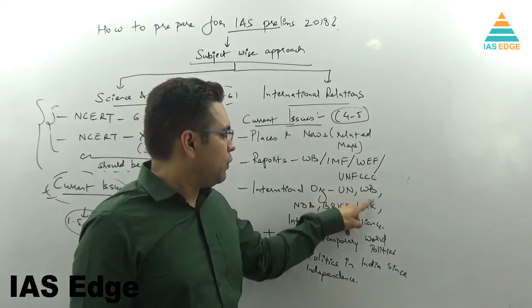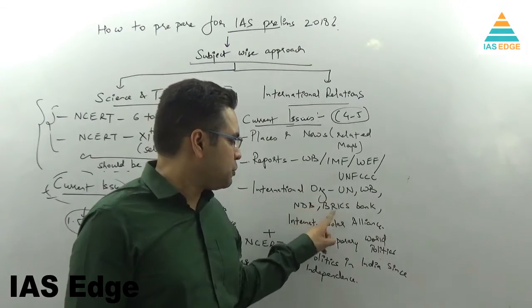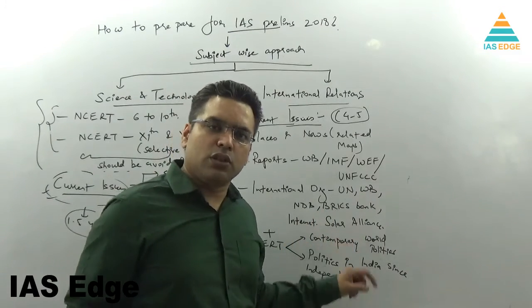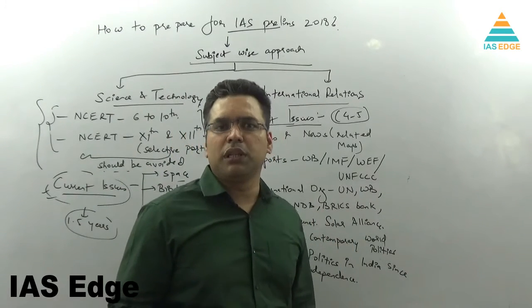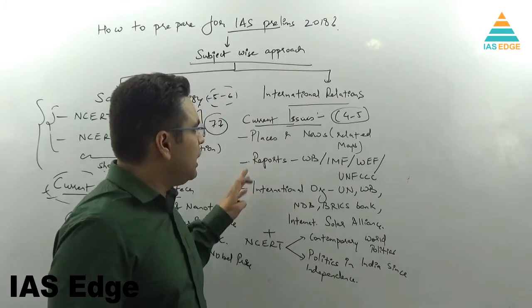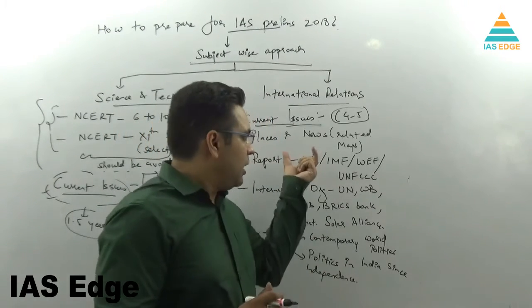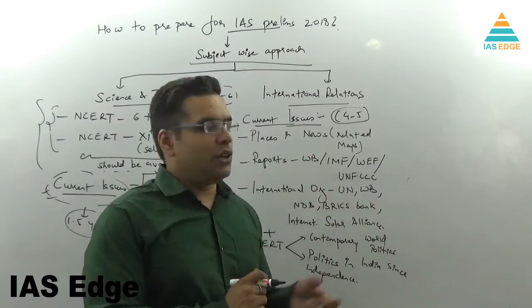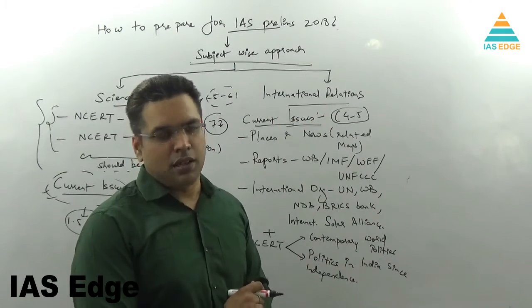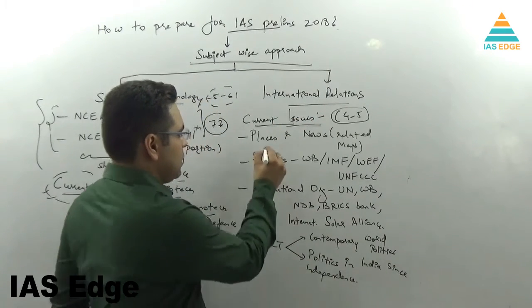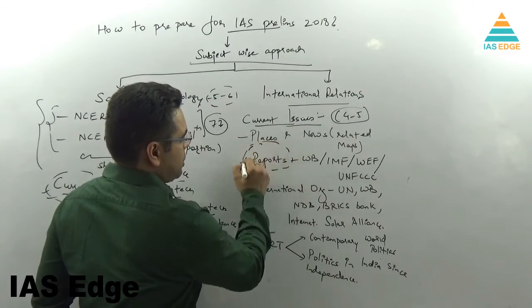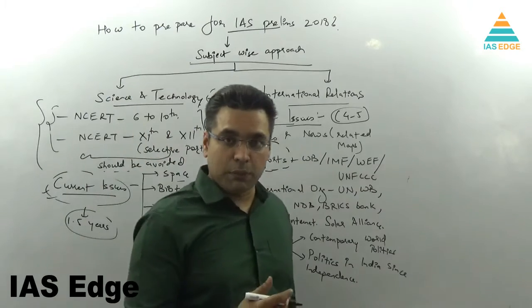International organizations like the UN, World Bank, New Development Bank, BRICS Bank, International Solar Alliance were in the news, so you can easily get questions from these areas. If you try to understand and do the cost benefit analysis, by the effort of a few days you can get 7% marks here. Another area from which a lot of questions are asked is reports. You go through the previous year papers.